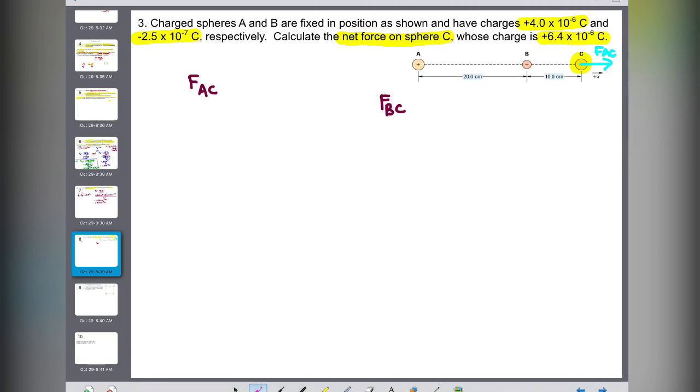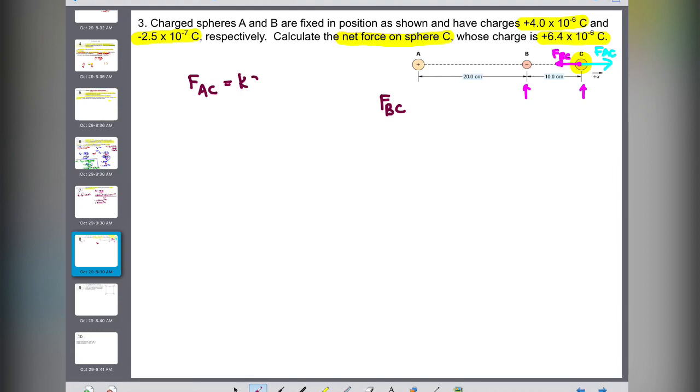Okay, between B and C, B is negative, C is positive, and when they're positive and negative, they're attracting. When they're attracting, meaning C would feel the pull from the B, so the force between B and C would be towards the left-hand side. Okay, so we're going to be dealing with vector sum. We're going to separately work out what FAC and what FBC is, and then later on draw a vector diagram to decide where it's going to go.